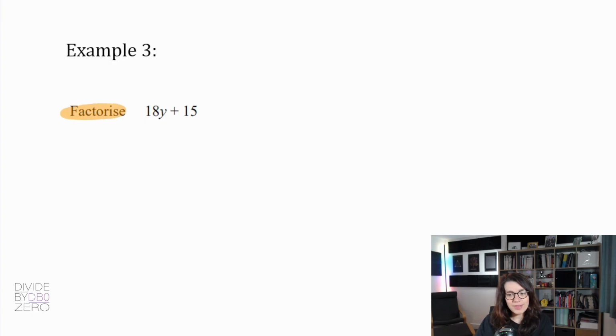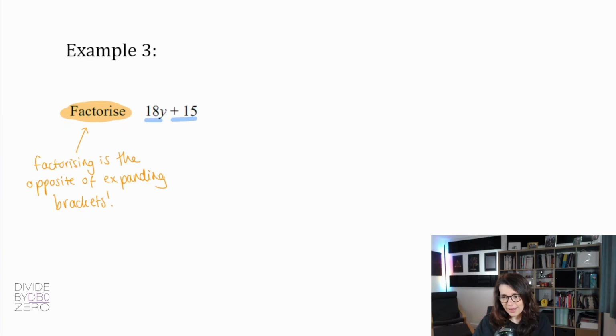Example 3, factorise 18y plus 15. Now we need to know that that word factorise means put the brackets back in, and factorising is just the opposite of expanding brackets. What do we factorise? So we need to look at the items that we have and think about what is the biggest thing that will go into both 18y and 15. And that can be the biggest number and the biggest amount of letters potentially as well.